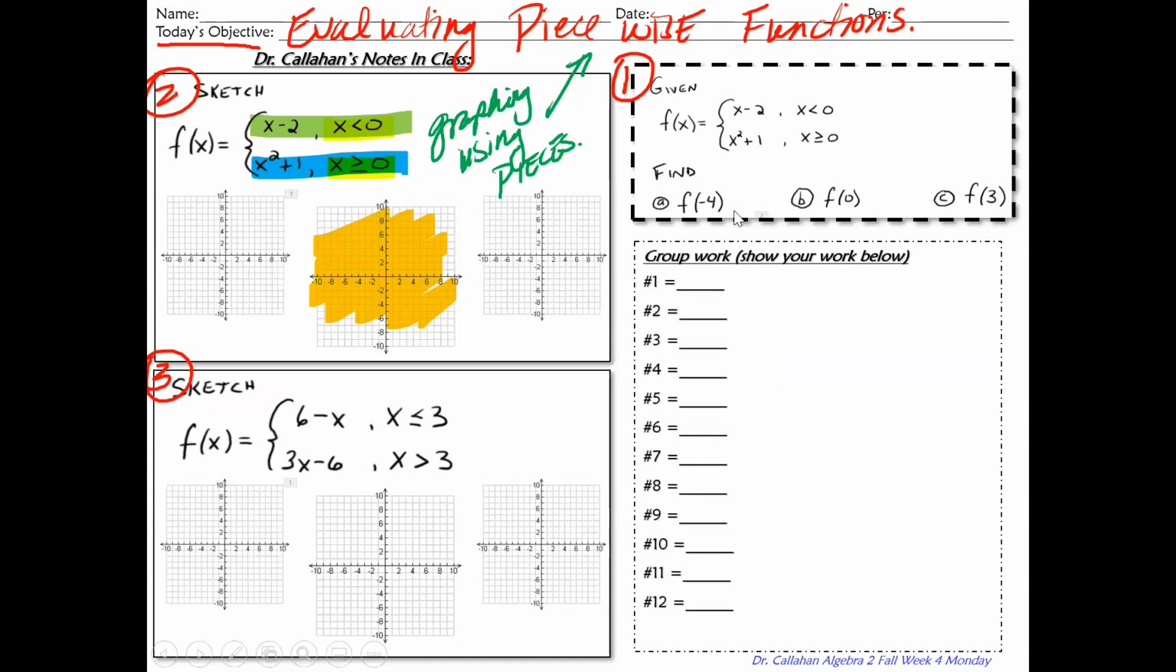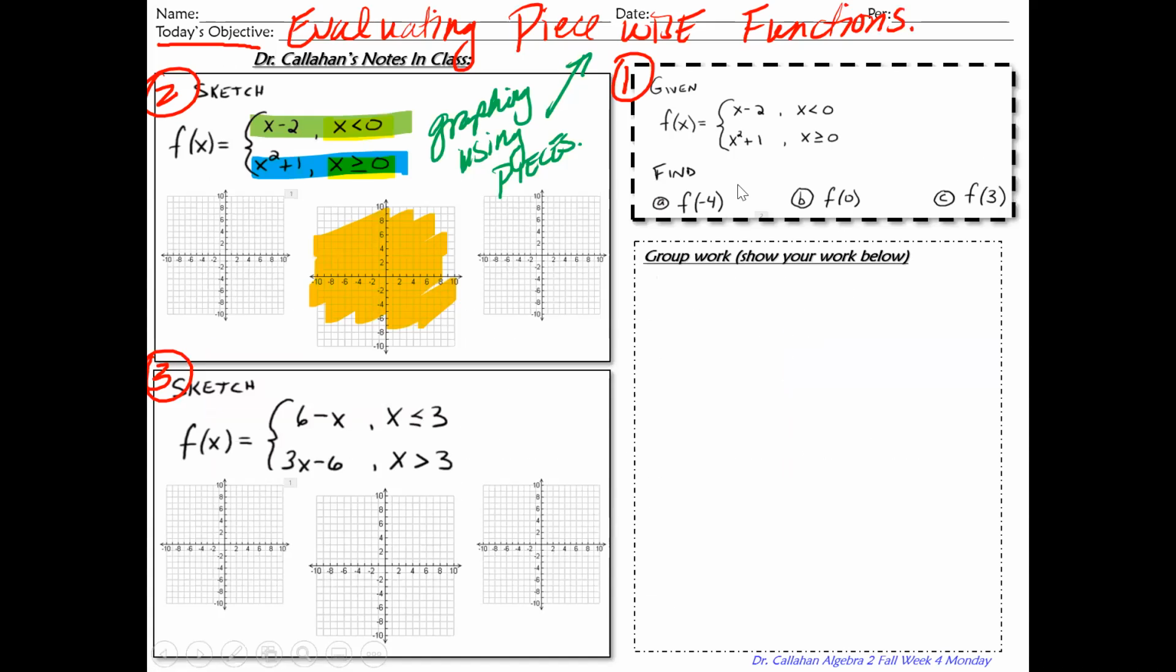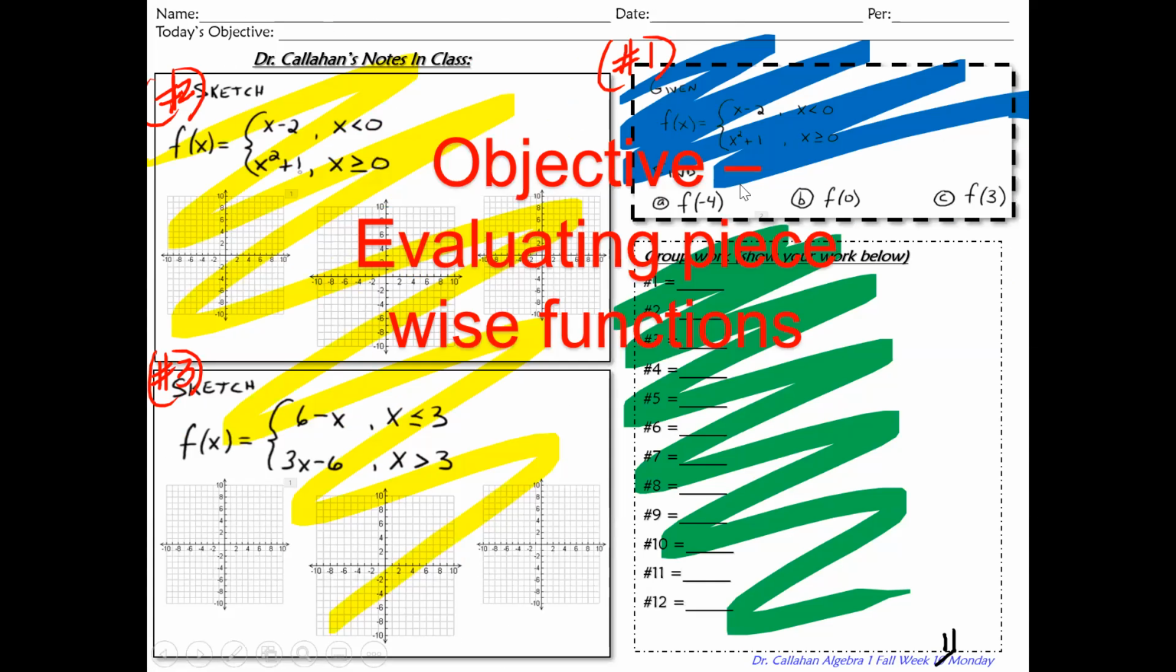All right, so I'm going to have you guys get started on this page right here. We're going to start off with number 1. This is your number 1 note, number 2, and number 3. So let's get started with number 1.